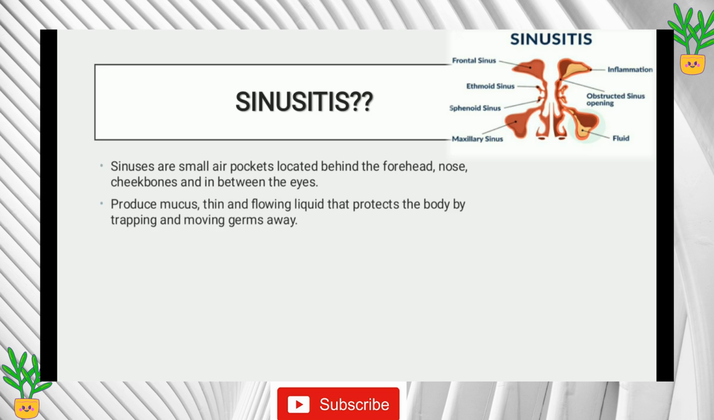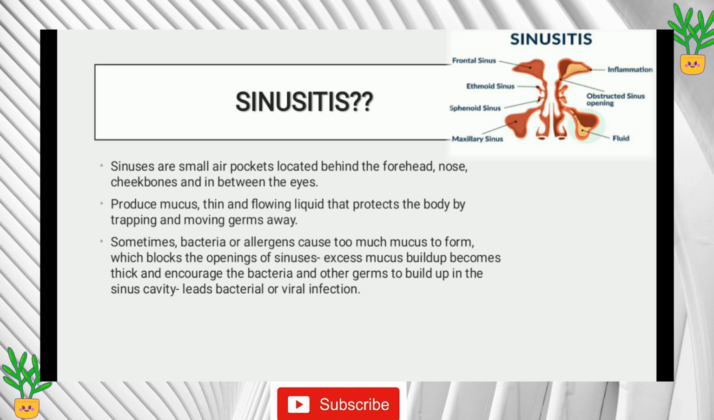These sinuses produce mucus, which is a thin and flowing liquid, and this mucus protects the body by trapping and moving the germs away. It acts as a defense mechanism which traps the microorganisms or any kind of pathogens that would otherwise move into the lungs. So basically it will trap those pathogens.